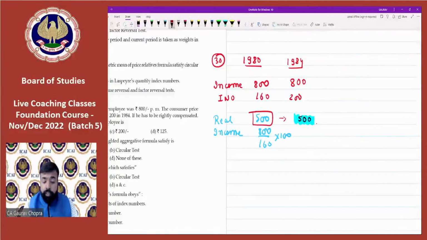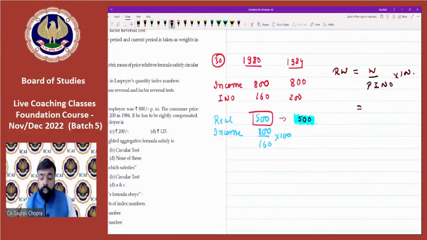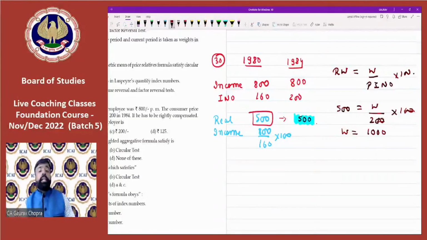Now we can again apply the formula for the real wages. So real wages equal to wages upon price index number multiplied by 100. Now, we don't know what should be the wages for 1984, but the index number is 200 and real wages is 500. So by solving this, we get wages for 1984 as 1000. So in 1984, the person should get 1000 as the total wages, but the person is still earning 800.